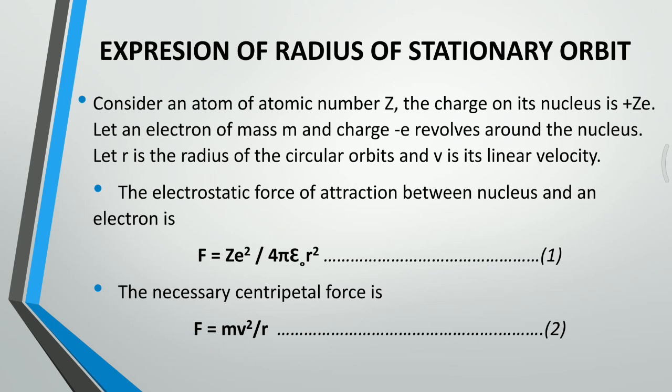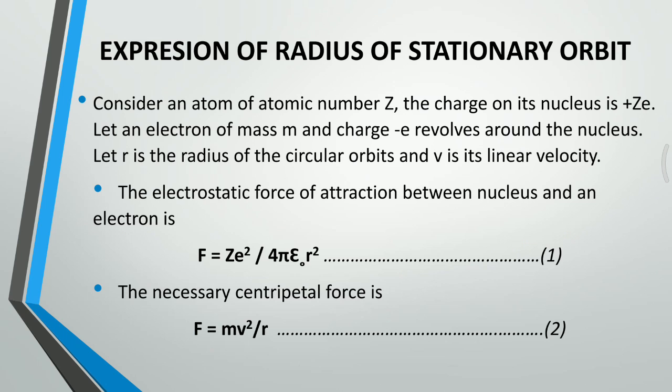Now let us find an expression for the radius of a stationary orbit. Consider an atom of atomic number Z, with a nucleus of charge plus Ze. An electron of mass m and charge minus e is revolving around the nucleus in a circular orbit of radius r, and if v is its linear velocity, then the electrostatic force of attraction between the electron and the nucleus is given by Coulomb's law.